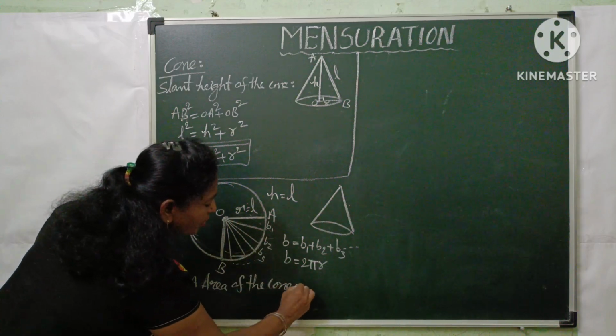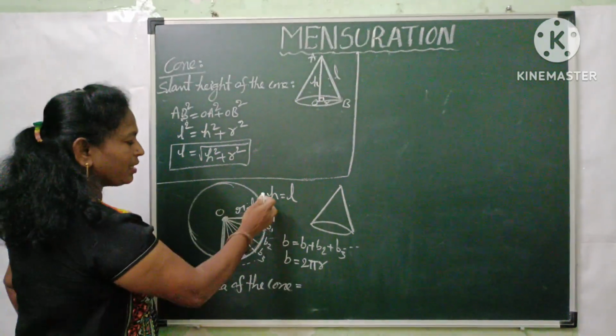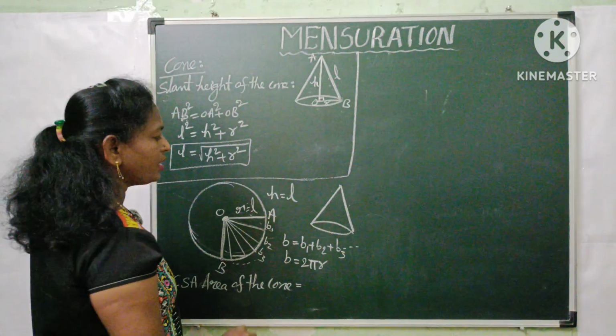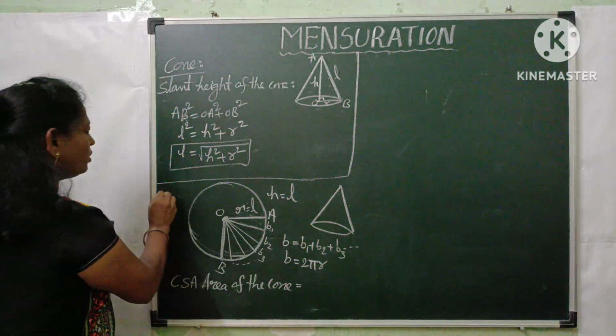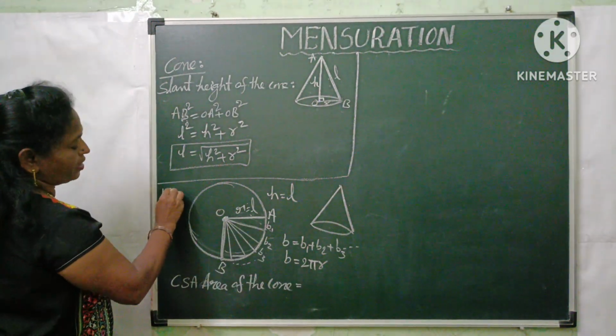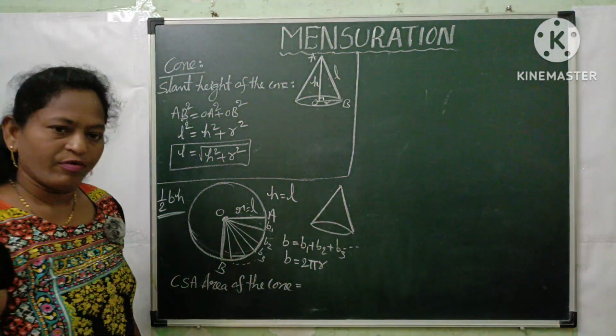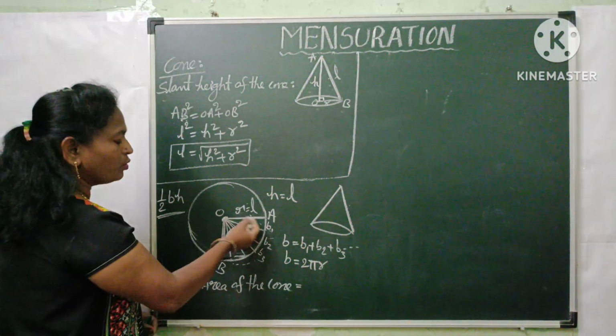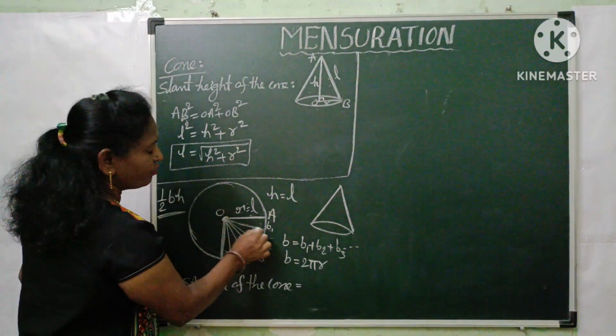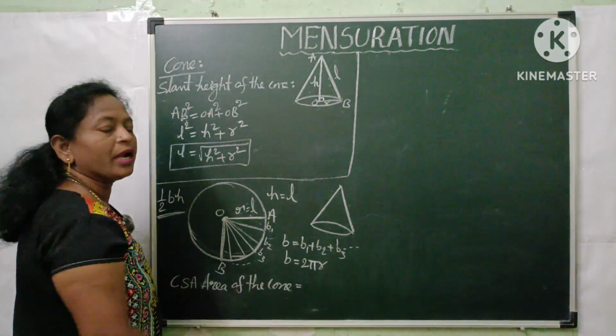Equal to, what is that? Actually, the area of the triangle is half into base into height. This is the area of the triangle formula. Okay. So here we are using all triangles only. We divided into many triangles.